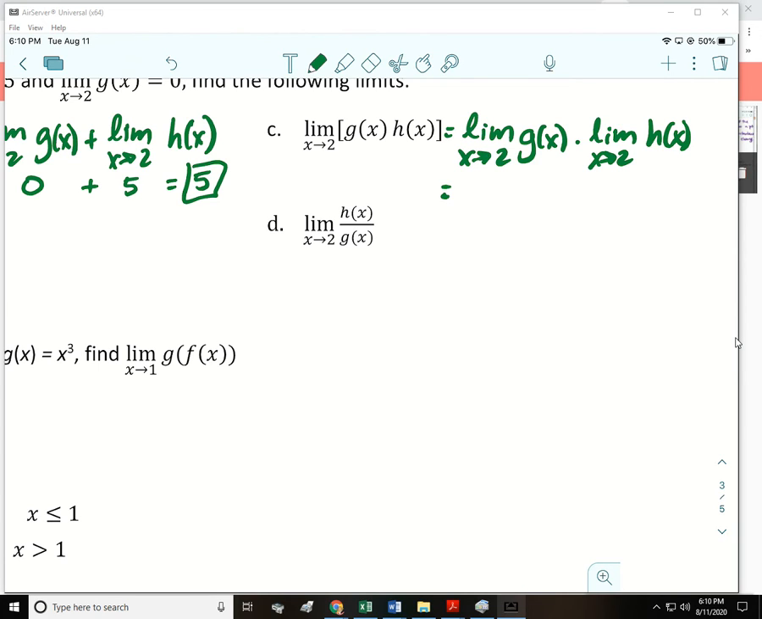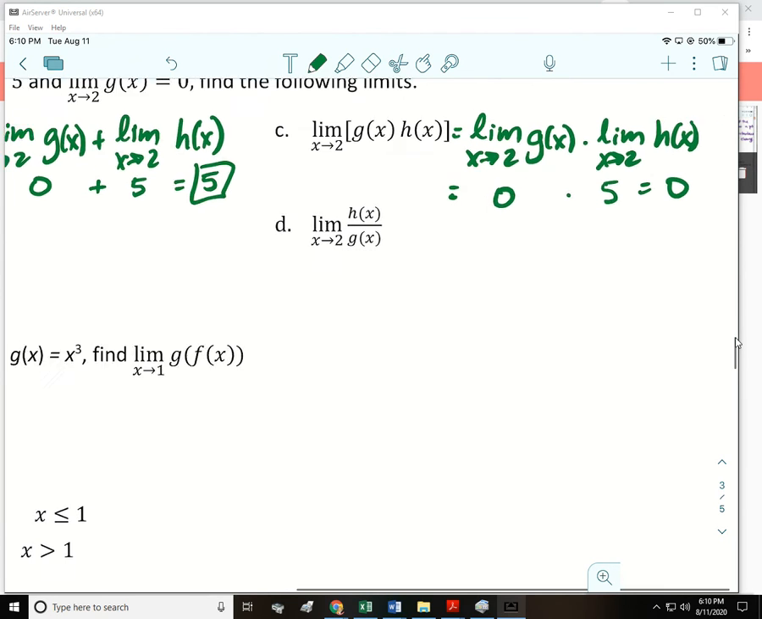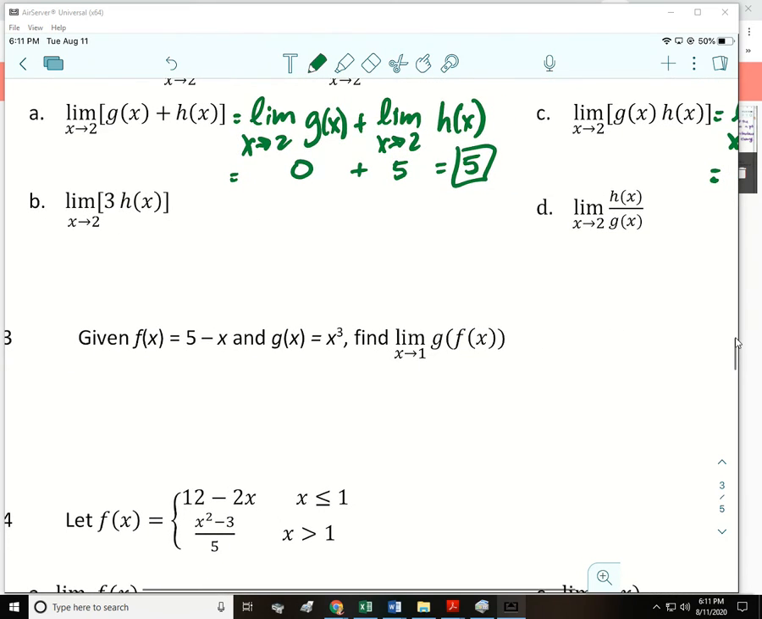All right, so then I'll fill in 0 and 5. So when I multiply those together, I'm going to get 0. All right. I did these out of order, so it's okay. On B, we have the limit as x approaches 2 of 3 times h of x. So we're just going to bump that 3 on the outside. And then in the place of that, we're going to put in what it equals, which is 5. And we'll get 15.